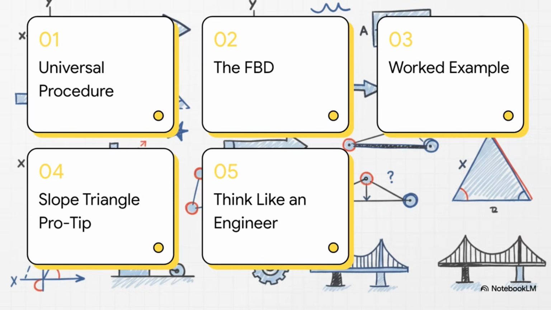So, here's our game plan. We'll start with the universal procedure that honestly applies to any statics problem. Then, we'll zero in on your most critical tool, the free body diagram, or FBD. We're going to apply all of this to a real example. I'll show you a super handy pro tip with something called a slope triangle, and we'll wrap it all up by talking about the bigger picture, how to really think like an engineer.